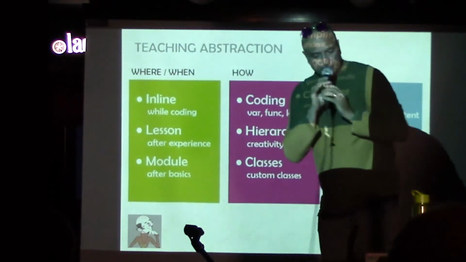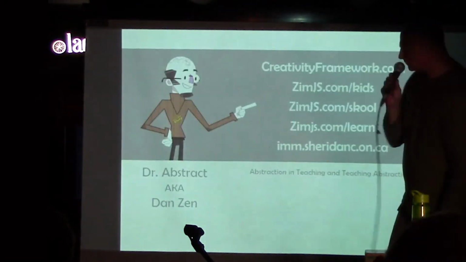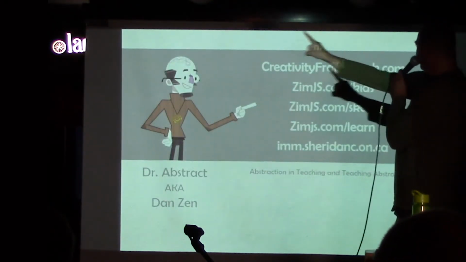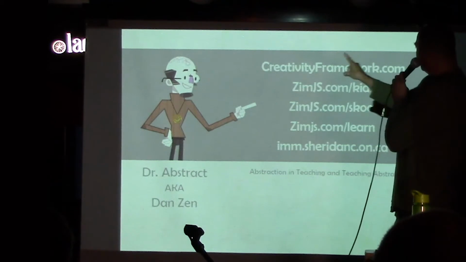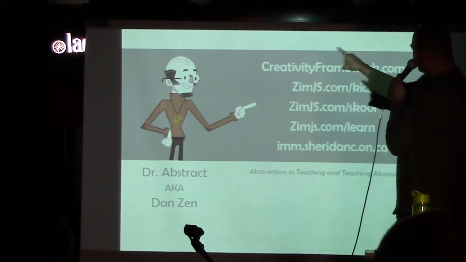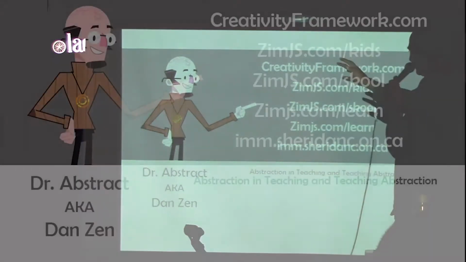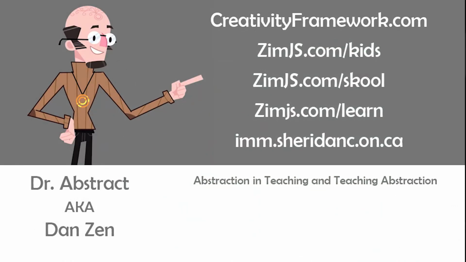We talked a little bit about what abstraction is. Here's where you can find that creativity framework. Also, ZIM Kids is now where we're teaching kids, and that's been abstracted from ZIM School, which is more for high school people, more information, which has been abstracted from the general learn section. And then I also teach shared and interactive media.